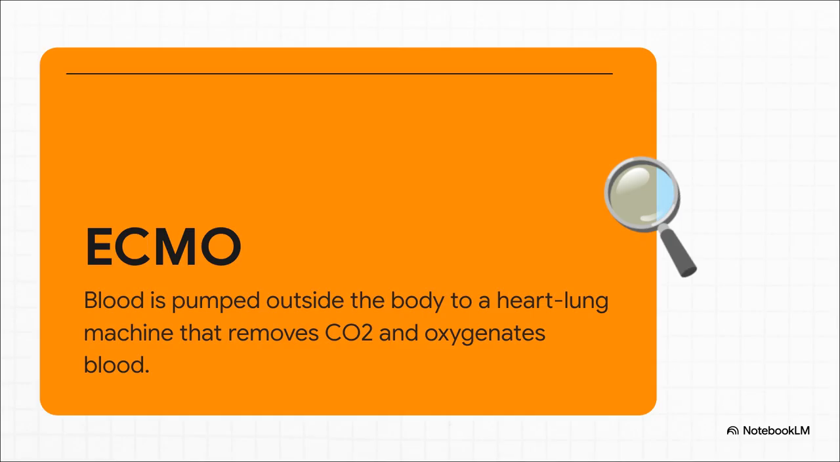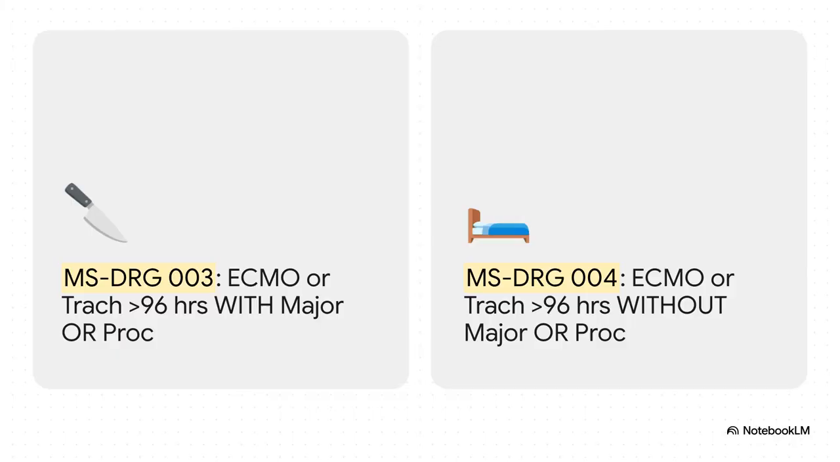Because a patient on this level of life support is so critically ill, ECMO is granted global pre-MDC precedence. Basically, it has the raw power to completely override all other organ system MDCs to dictate that final DRG assignment. Now, Medicare's severity DRG system splits this massive level of care into two very distinct tiers. If a patient is placed on ECMO, or if they have a tracheostomy with mechanical ventilation going for more than 96 hours, they're going to group to either MS-DRG 003 or 004.